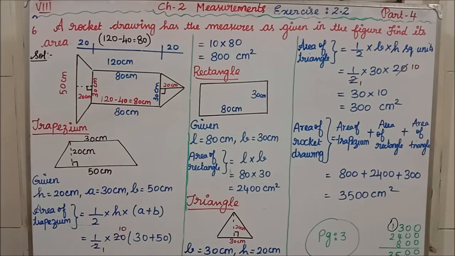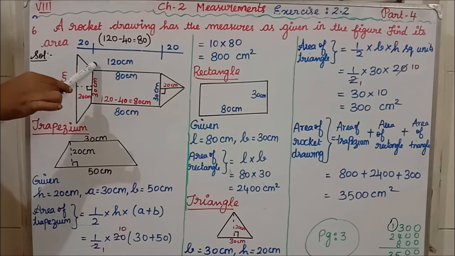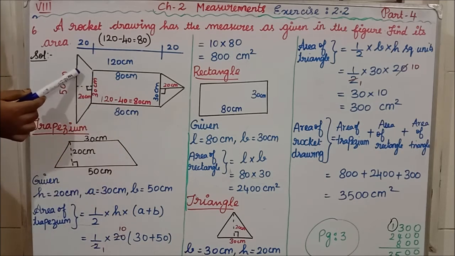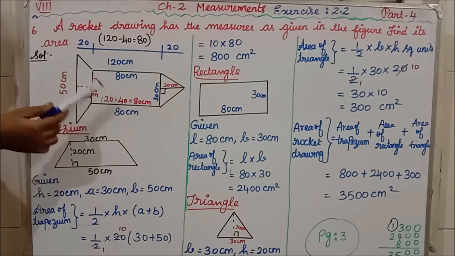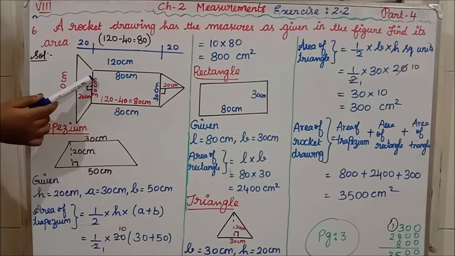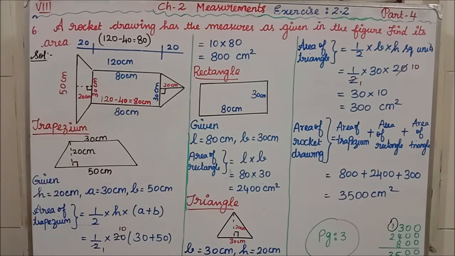Now rectangle. For a rectangle we need only two measurements. What are the two measurements we need? We need length as well as breadth. Both the values we have. So what is the length? 80, and here is 30. So length is 80 centimeter and breadth is 30 centimeter.